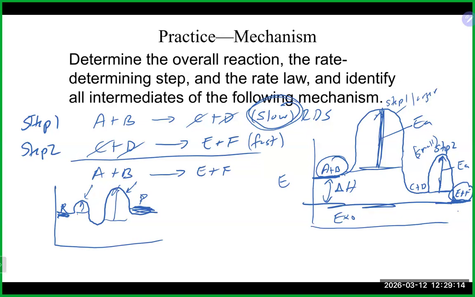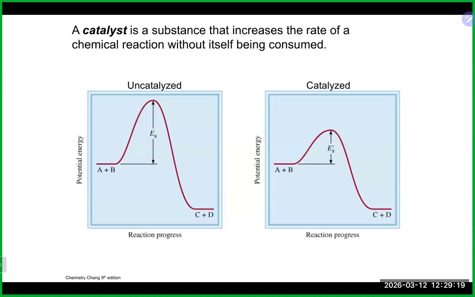Any questions on that there? Questions on kinetics? That should wrap this chapter, I think. Oh, no, almost there. We got a catalyst. We'll talk a little bit about it.